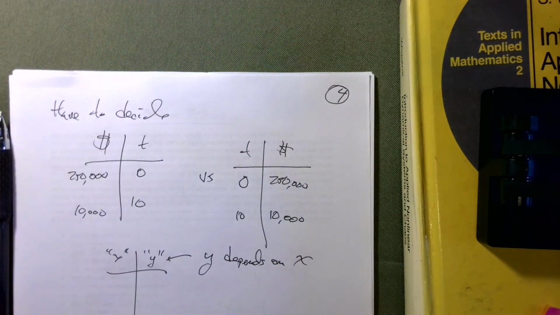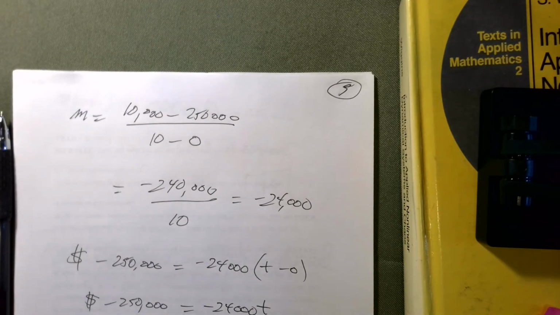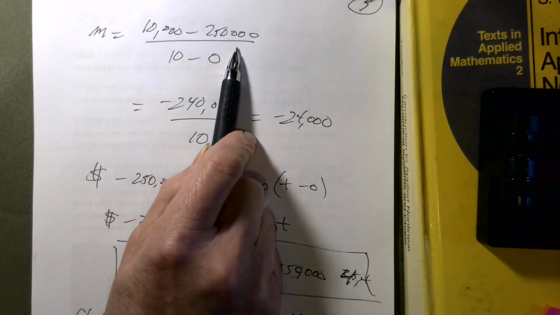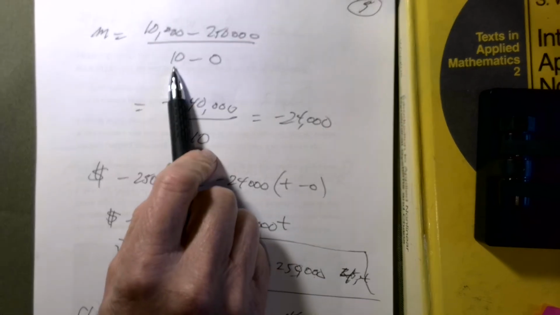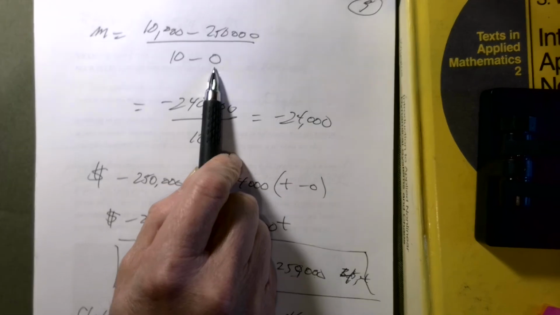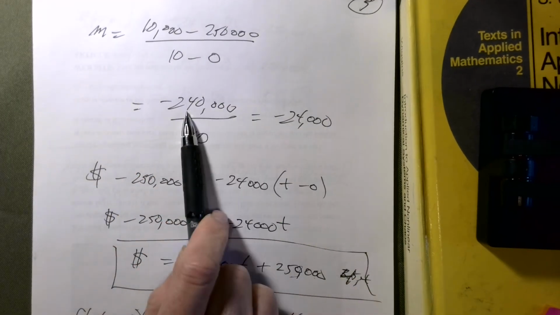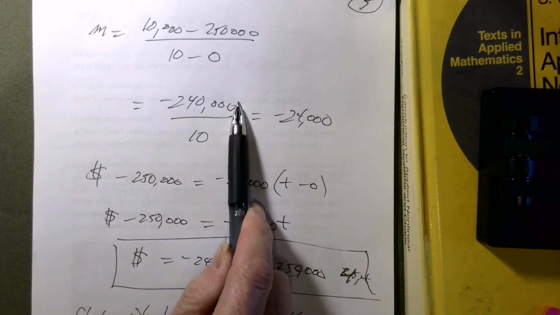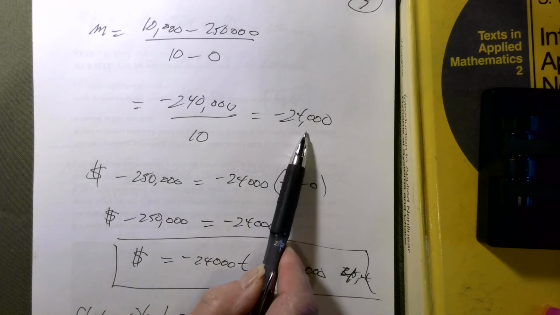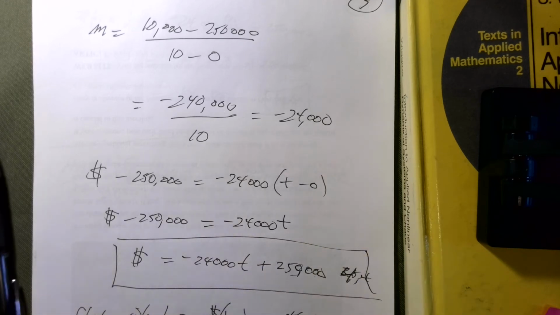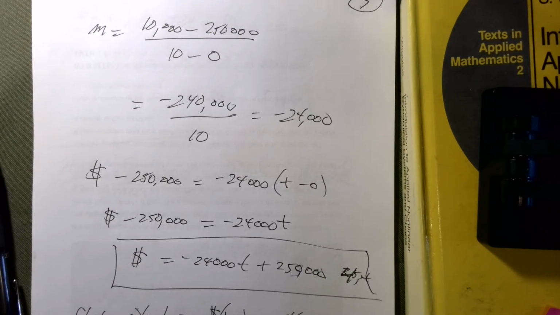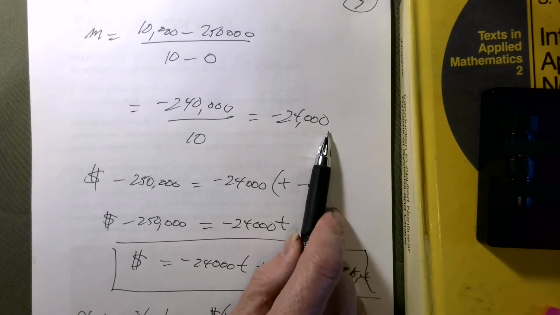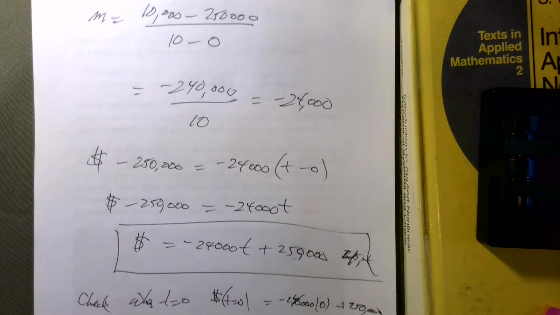So what this is telling us is that I put my information in, so I take 10,000 minus 250,000. Its useful life is 10 years, and it started at 0. So I take 10,000 minus 250,000, I get minus 240,000, divided by 10, so that just knocks off a zero. So, in other words, your slope is minus 24,000. Now, what is the physical meaning of that? What that means is that the machine is depreciating at $24,000 every year.